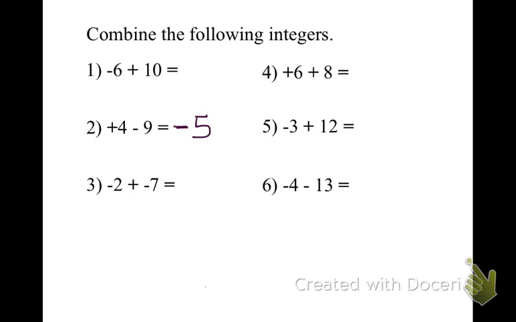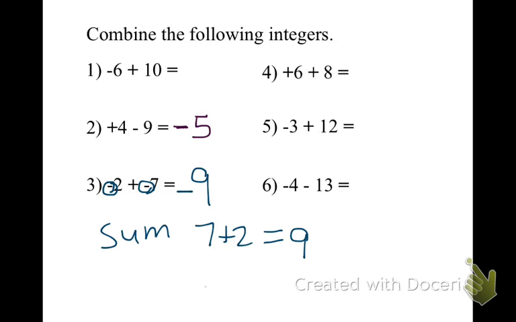Because I have the same sign, we're looking for the sum. So what I'm going to do, I'm just going to add them together. What's 7 plus 2? 7 plus 2 is equal to 9. So 9 is going to be my answer. But if you notice, they're both negatives, so my answer better be negative as well.